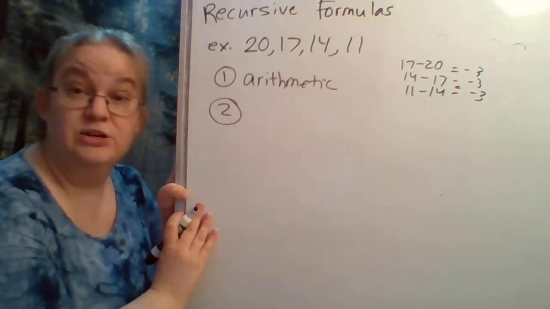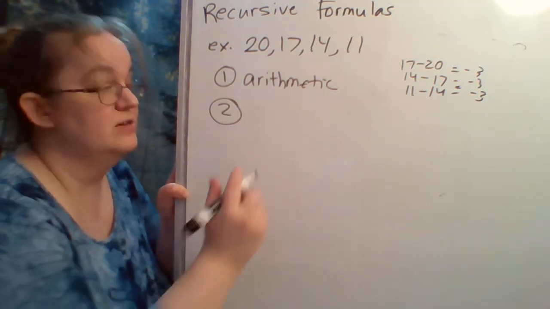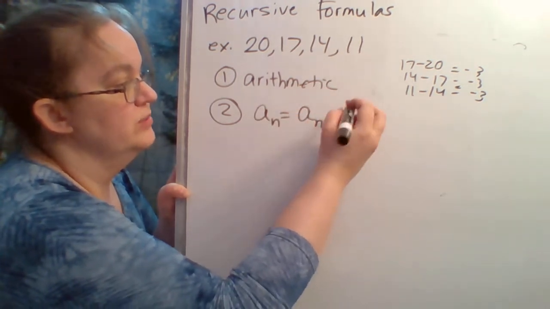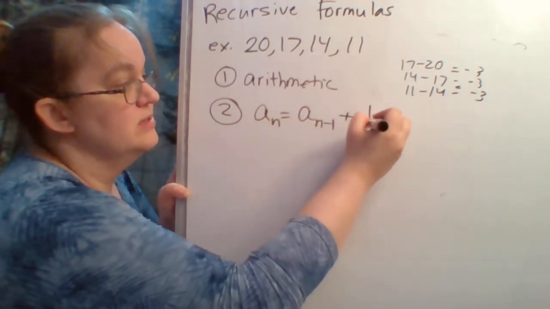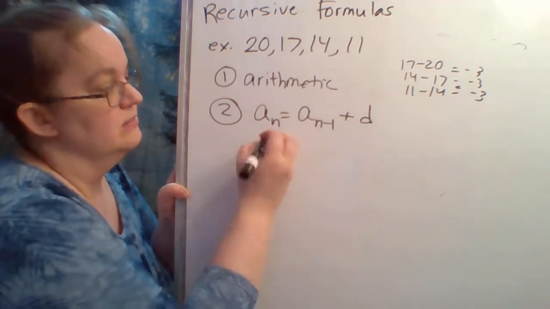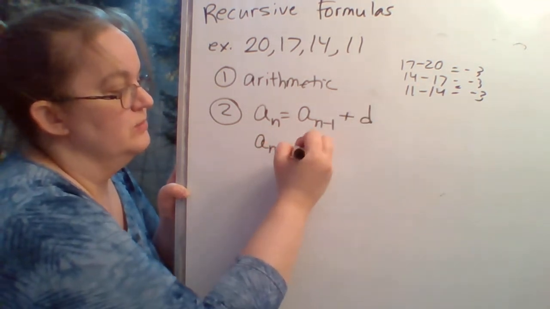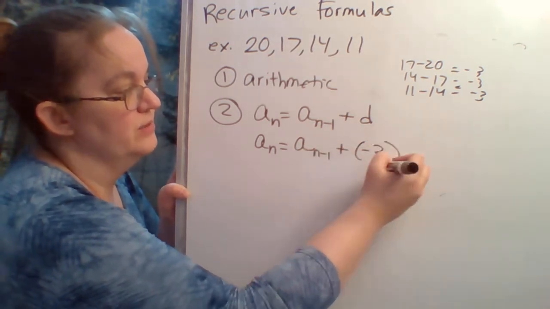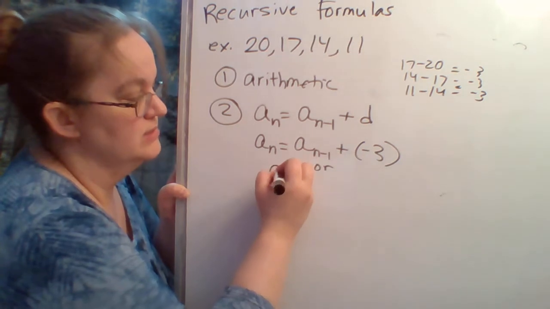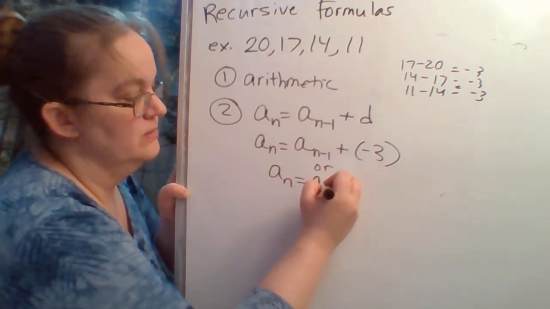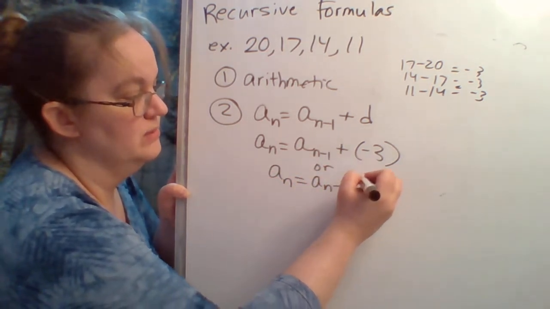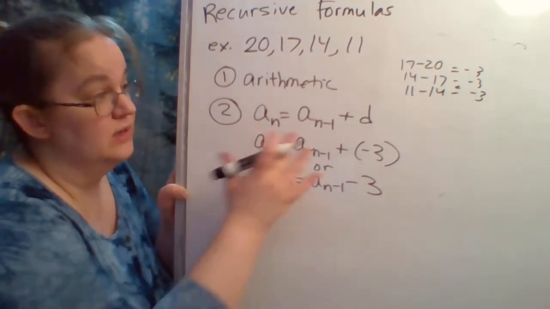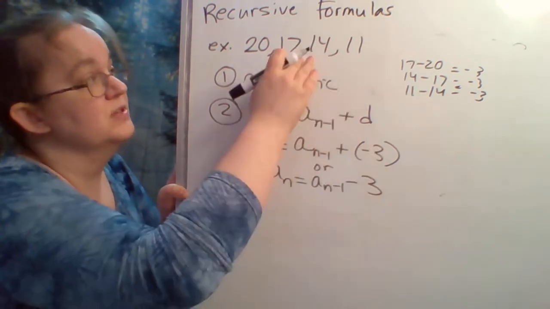Okay, so then I'm going to use my formula for an arithmetic sequence. So the nth term would be the previous term plus the difference. So I substitute it in. The nth term would be the previous term plus -3, or you could say the nth term would be the previous term minus 3. Okay, that would be an example of the recursive formula for this sequence.